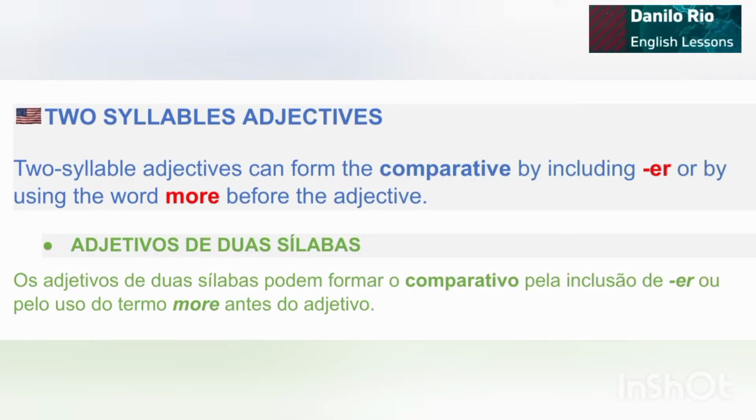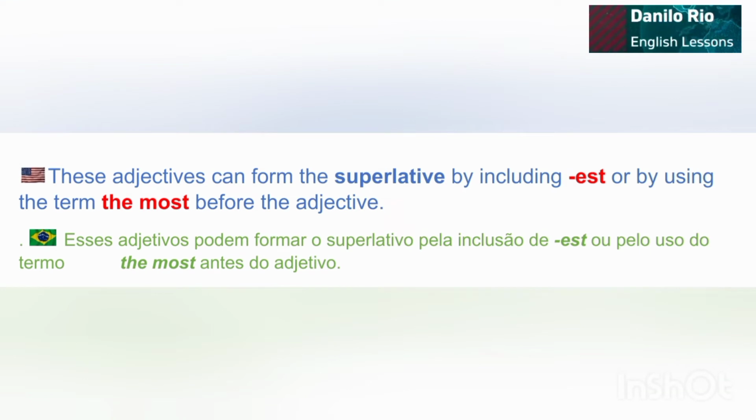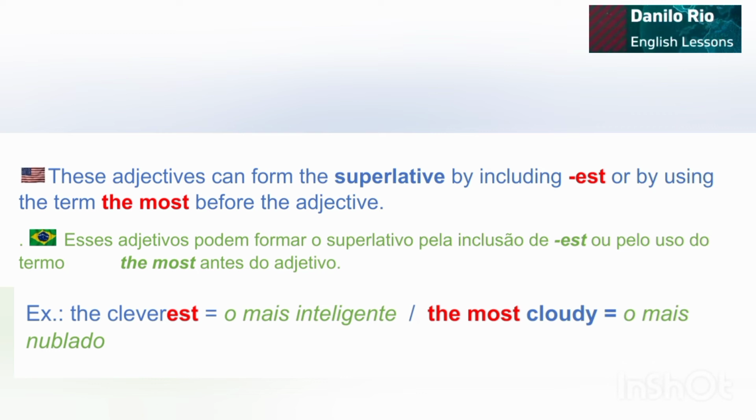Two-syllable adjectives can form the comparative by including er or by using the word more before the adjective. Examples: cleverer, more cloudy. These adjectives can form the superlative by including est or by using the term the most before the adjective. For example, the cleverest, the most cloudy.